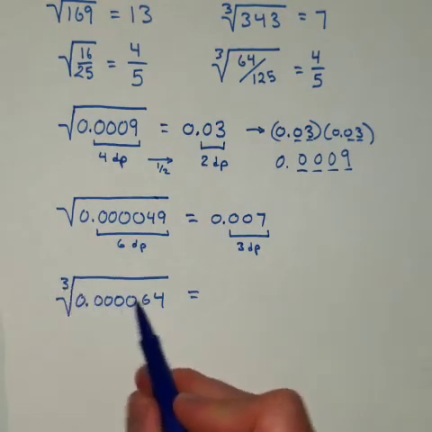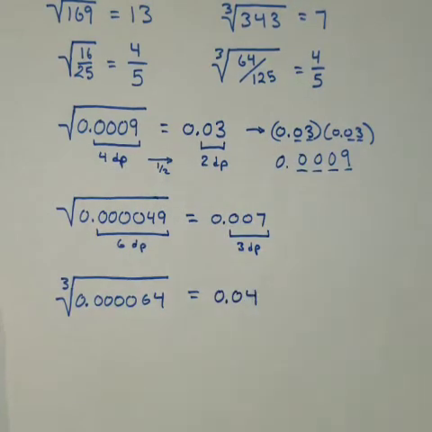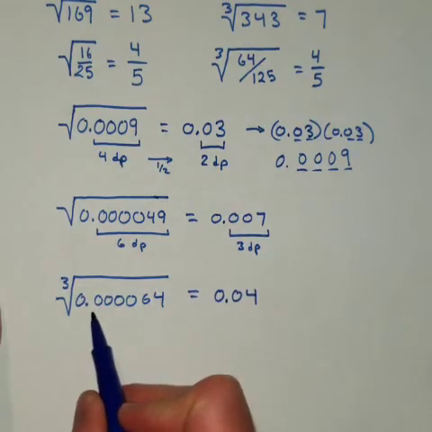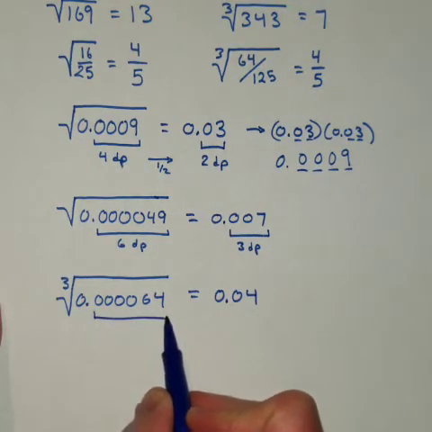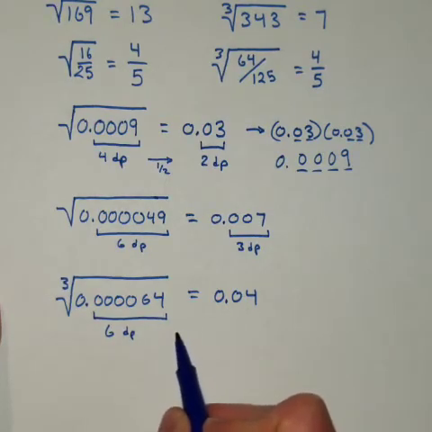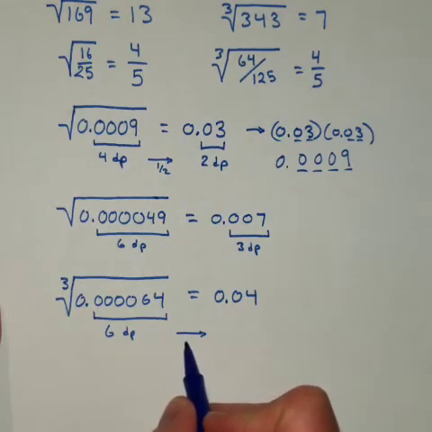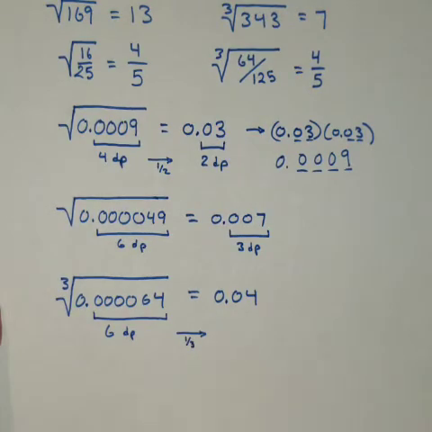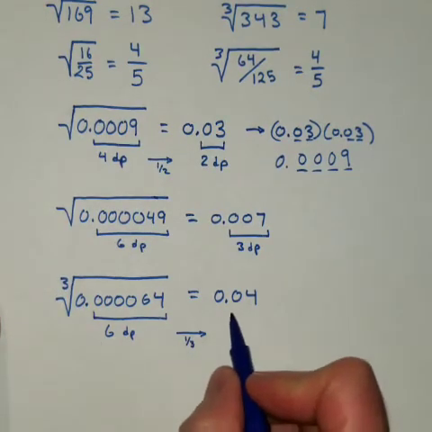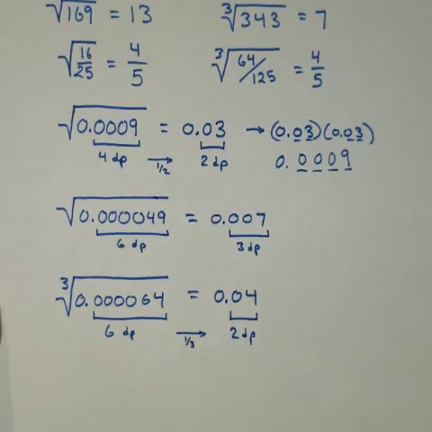And because the cube root of 64 is 4, the answer will be 0.04. Okay, so here we had a total of 6 decimal places. But with a cube root, you want to divide by 3, or take a third of those decimal places for the answer. So here you end up with 2 decimal places in your final answer.